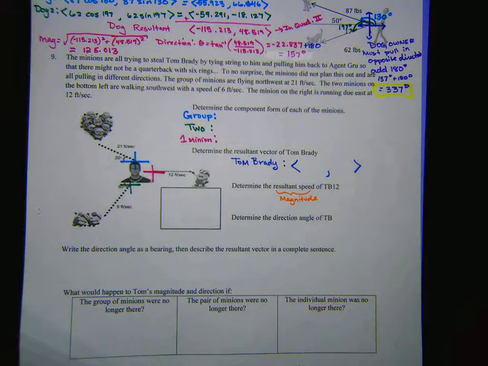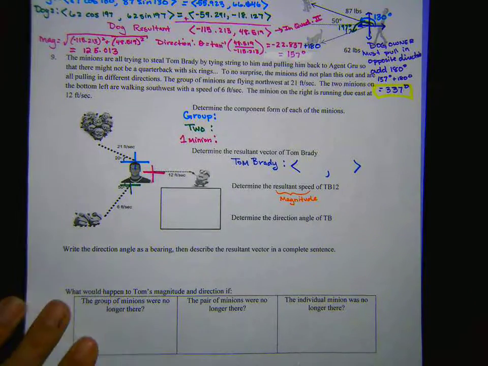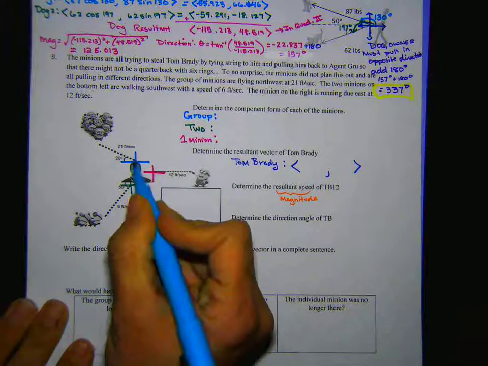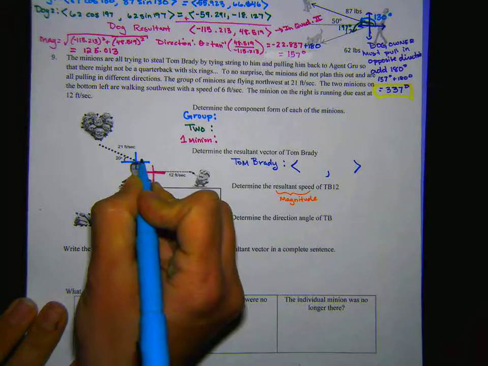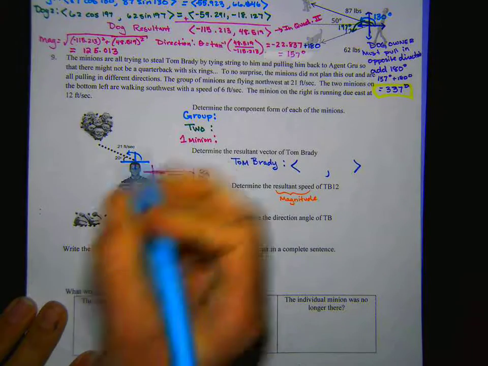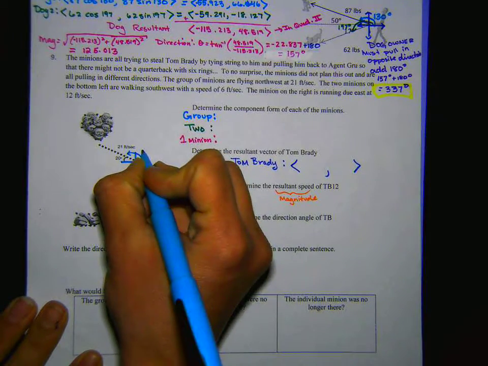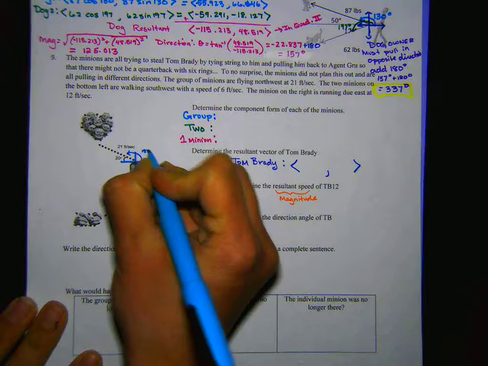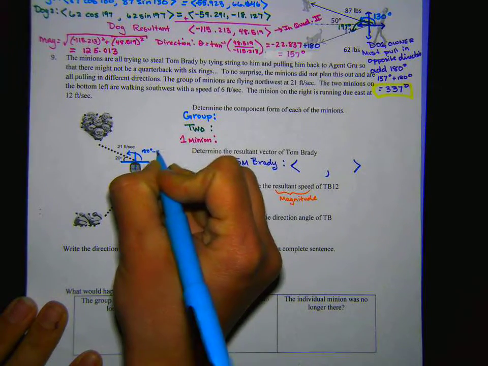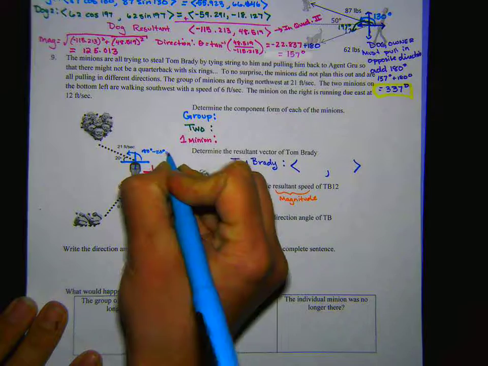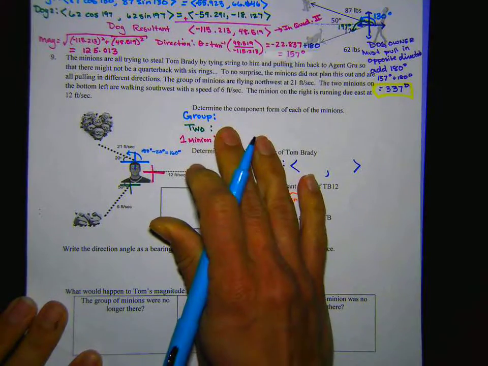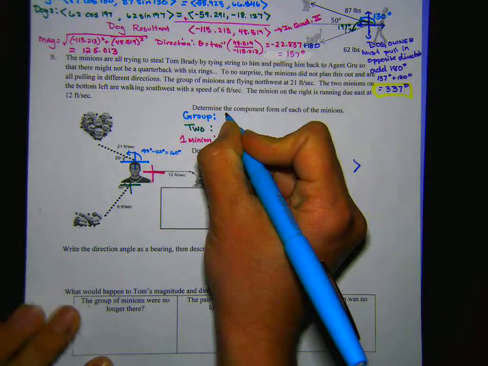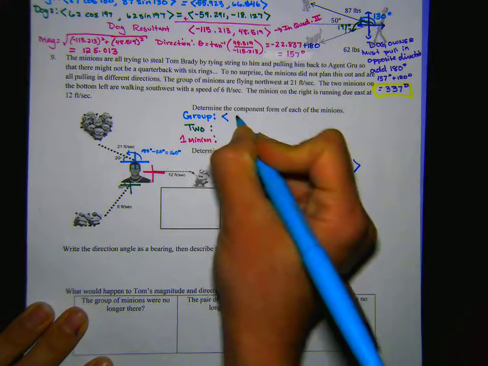Three separate force vectors are acting upon him. So we've got to find the components of each of these vectors. For the group of minions, if this angle is 20 degrees, then my angle from standard position is going to be 160 degrees, since 180 minus 20 is 160. To find the components of the group of minions, I take their force, 21 pounds, times the cosine of 160.